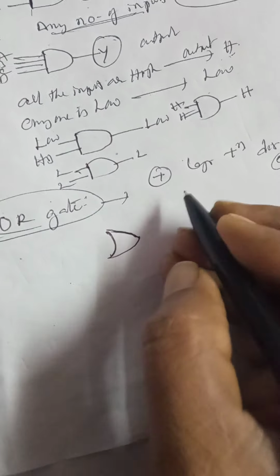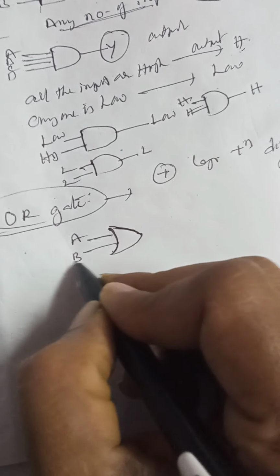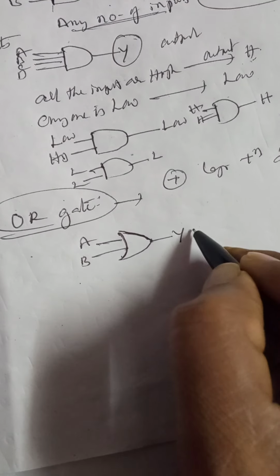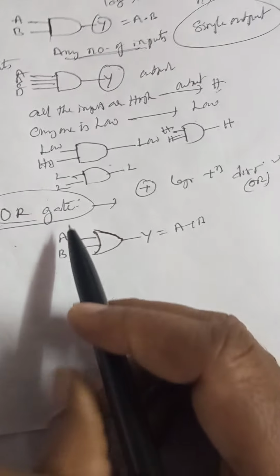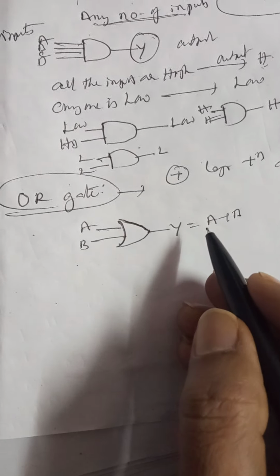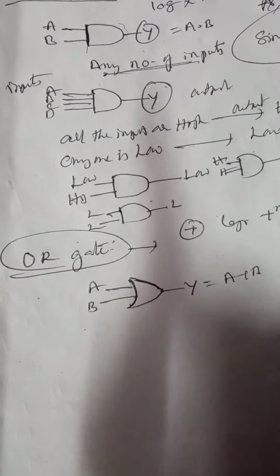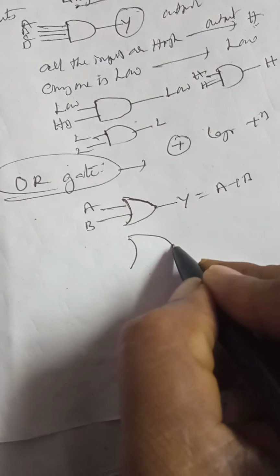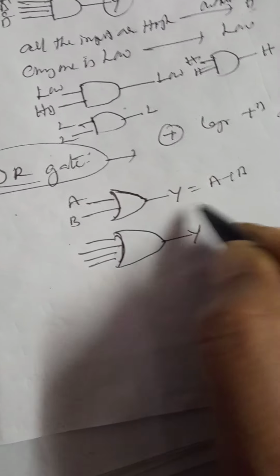This is the diagram, right? Now A is an input, B is an input, and you will get an output Y. Y output is nothing but A plus B. This is called the OR gate. OR gate is nothing but logical addition, right? Same as in the AND gate, you can have any number of inputs and you will get a single output. This is a curved line, no? Any number of inputs you can have, you will get a single output.